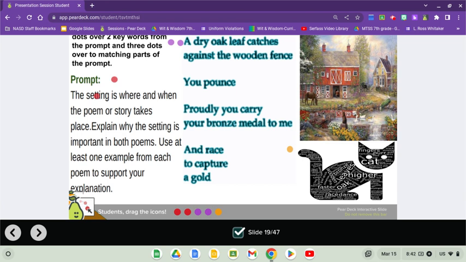Next, we've got the poem. Let's decide on two parts of the poem that might help us to address setting. A dry oak leaf catches against the wooden fence. You pounce, proudly you carry your bronze medal to me, and race to capture a gold. Take a moment now to drag these two purple dots to two parts of the poem that have something to do with setting. Excellent. Hopefully, you got something about it being outside, like with the oak, for instance.